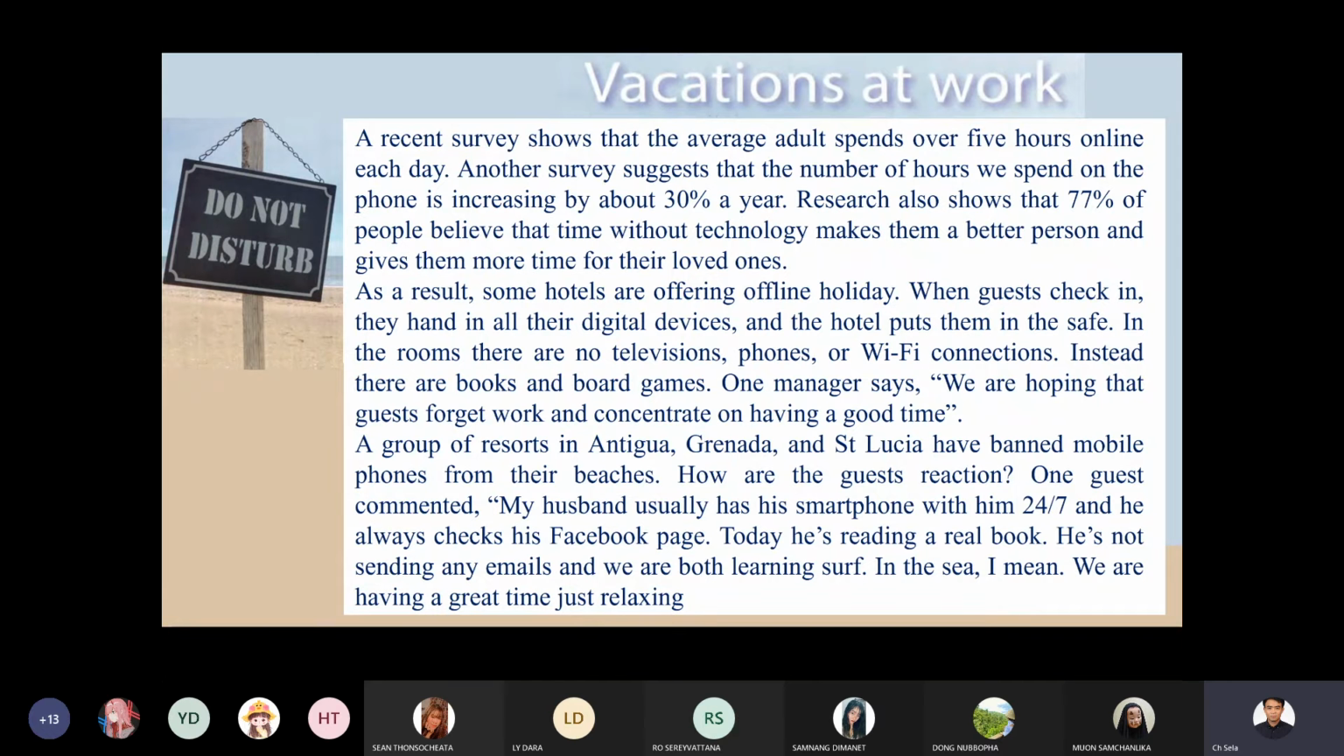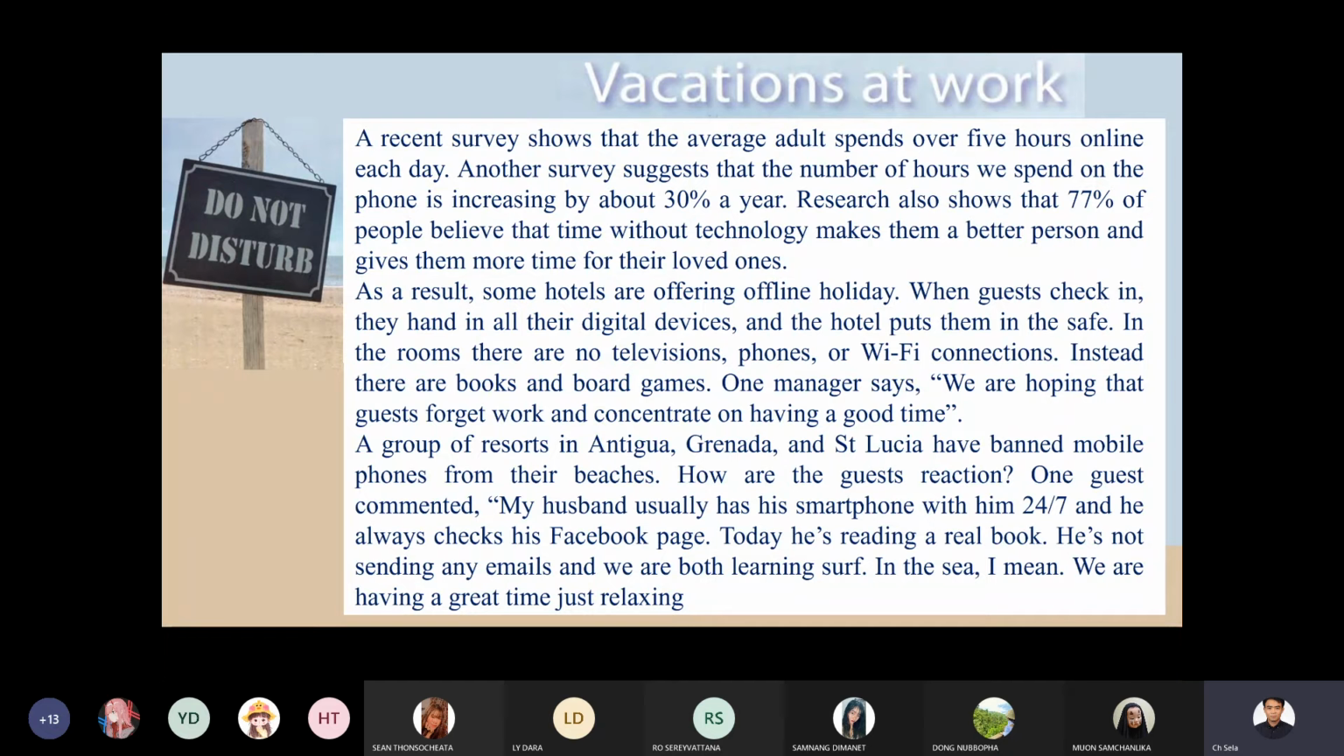Vacations at work. A recent survey shows that the average adult spends over 5 hours online each day. Another survey suggests that the number of hours we spend on the phone is increasing about 30% a year. Research also shows that 77% of people believe that time without technology makes them a better person and gives them more time for their loved ones. As a result, some hotels are offering offline holidays. When guests check in, they hand in all their digital devices and the hotel puts them in the safe. In the rooms, there are no televisions, phones, or Wi-Fi connections. Instead, there are books and board games.